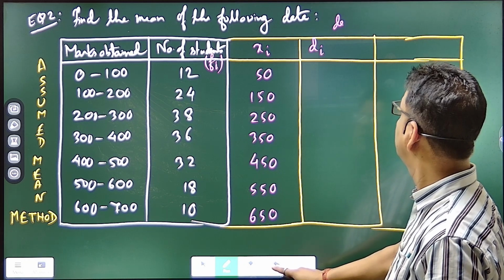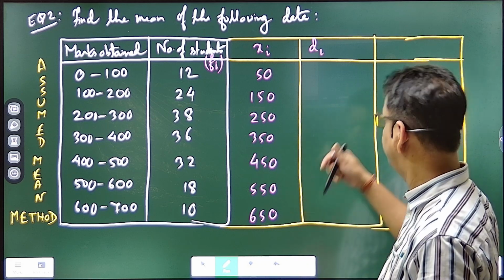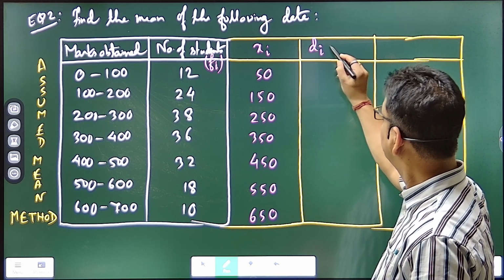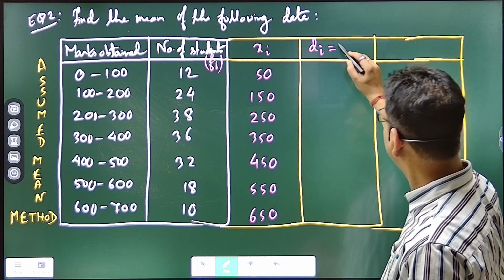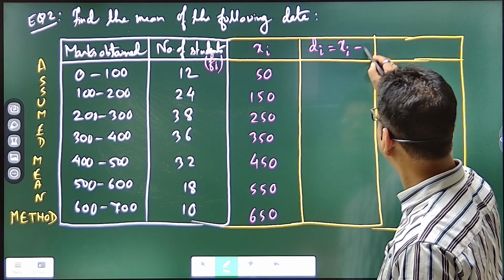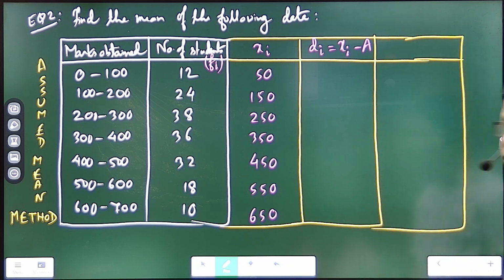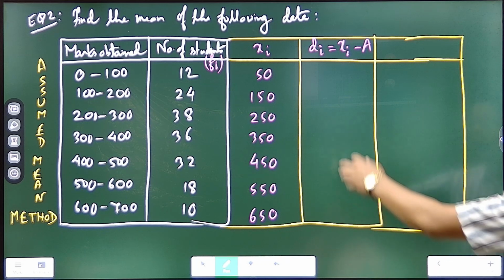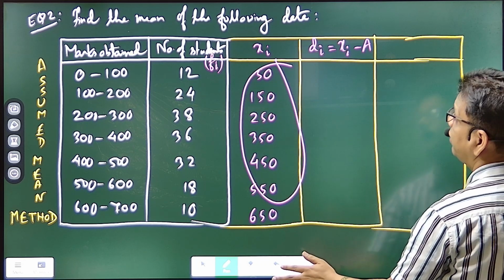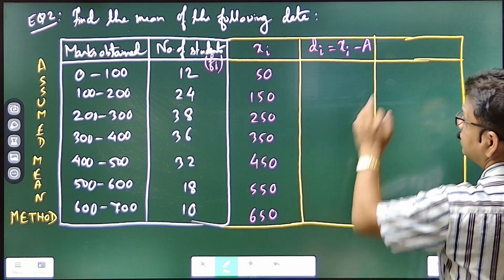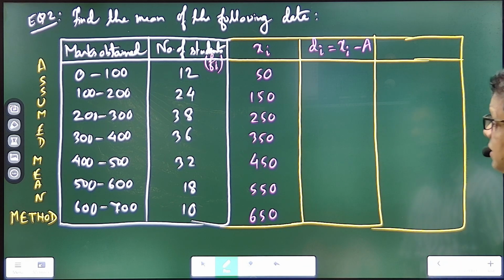Now deviation means actually difference. So how to find the difference, the deviation? Here it's again not that difficult. Deviation di equals xi minus a. I'm going to explain what those are. Now xi you know only, these all are xi. So xi is okay. You might find something new: A. What is that? A stands for assumed mean.